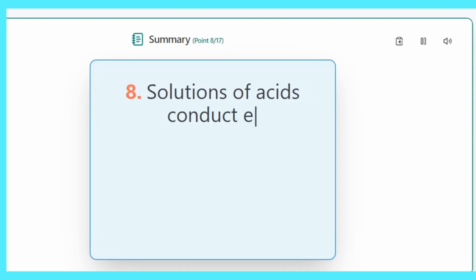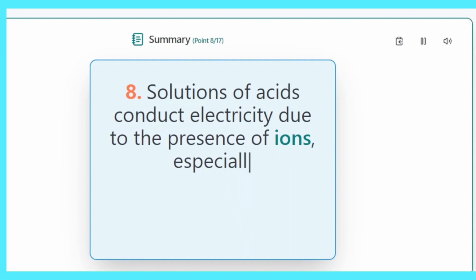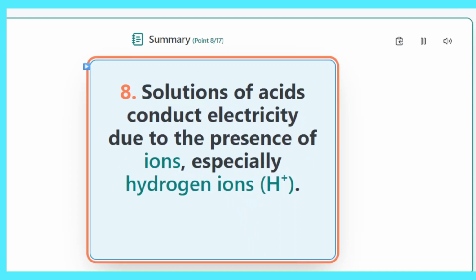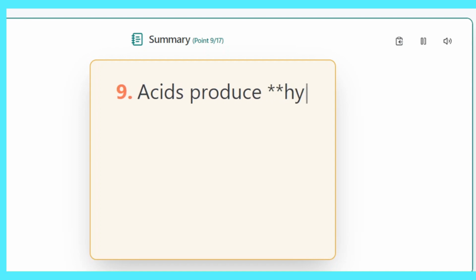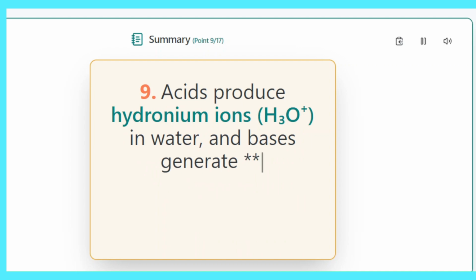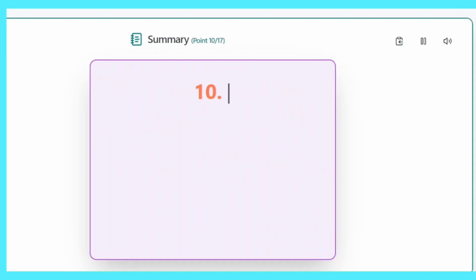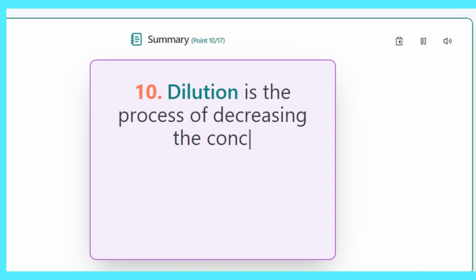Solutions of acids conduct electricity due to the presence of ions, especially hydrogen ions, H+. Acids produce hydronium ions, H3O+, in water, and bases generate hydroxide ions, OH-. Dilution is the process of decreasing the concentration of ions in a solution.